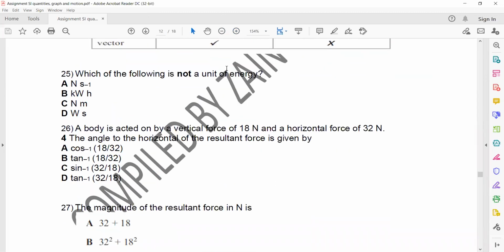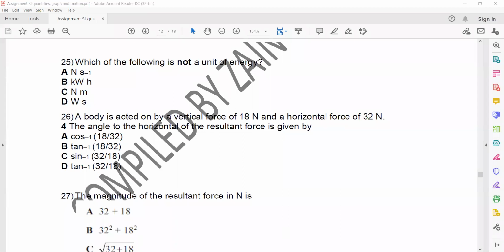Which of the following is not a unit of energy? Energy can be kinetic energy, potential energy, or work done. Work done is force multiplied by distance. The unit of force is Newton, the unit of distance is meter, so Newton meter is a unit of energy. What about kilowatt hour? We know power is energy divided by time, so power multiplied by time is equal to energy. Power can be in watt or kilowatt and time can be in hour, so kilowatt hour is also a unit of energy. What about watt second? If power is in watt and time is in seconds, watt second is also a unit of energy. But Newton per second is not a unit of energy.